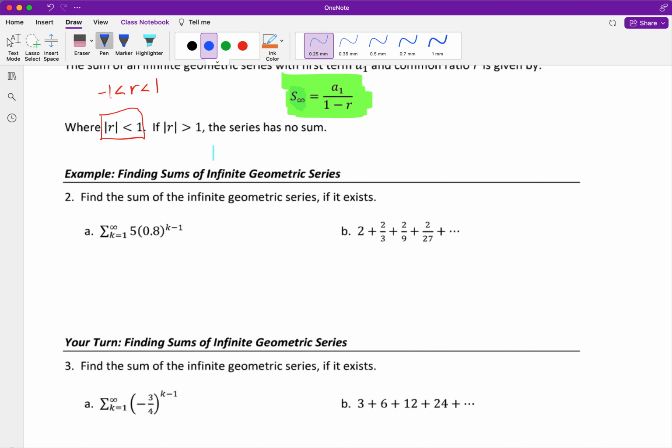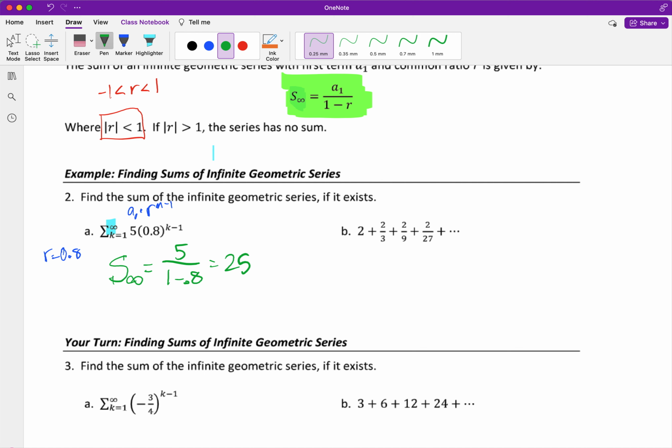First thing I'm going to do is check what r is. For this one, r equals 0.8, because this is set up in our perfect geometric pattern, a1 times r to the n minus 1. That means I will be able to do this, and I know it's infinite because of the infinity symbol. Using the formula, S infinity equals 5 divided by 1 minus 0.8. I type this into my calculator and get 25. So if I add this sequence infinitely, it will equal 25.